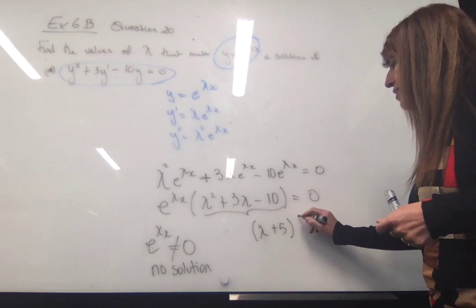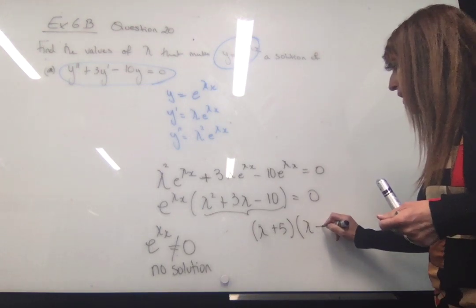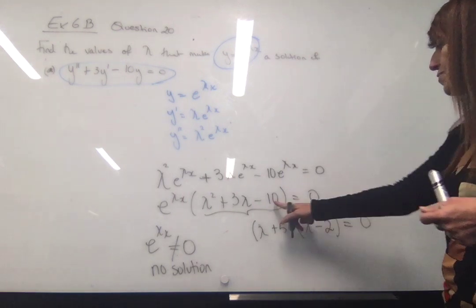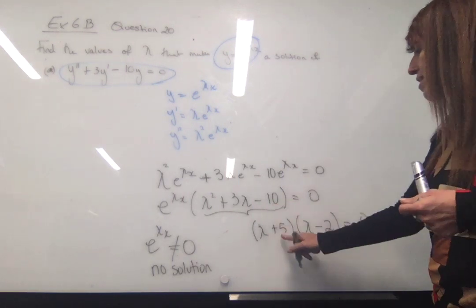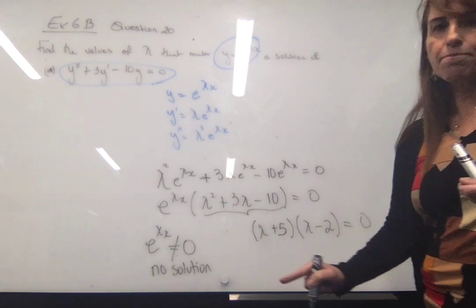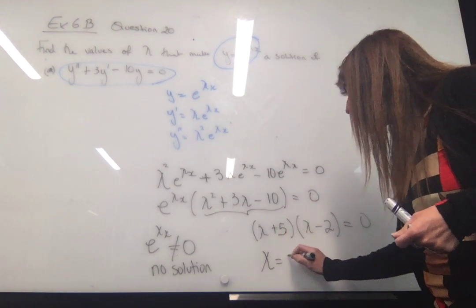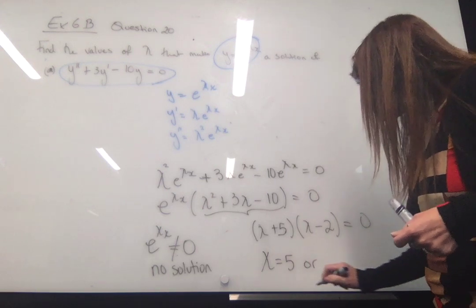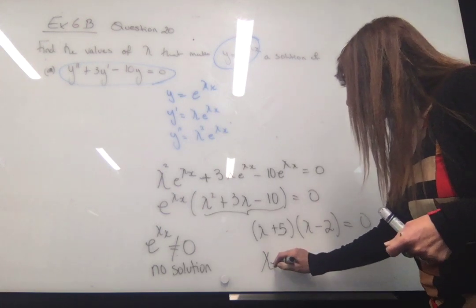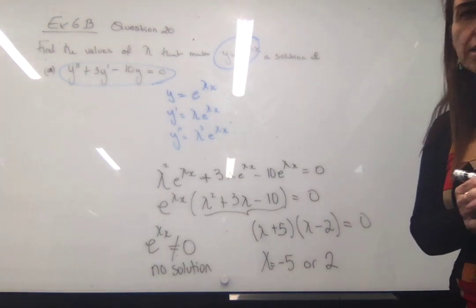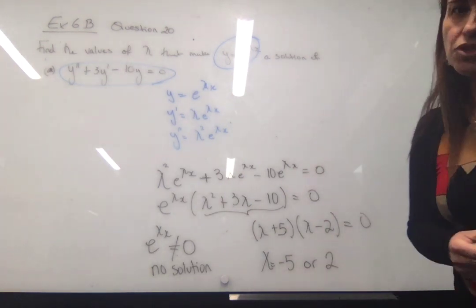Lambda plus 5 times lambda minus 2 is equal to 0, because 5 times negative 2 gives me that negative 10, and plus 5 minus 2 gives me that positive 3. So therefore the solutions for lambda are negative 5 or positive 2. And there's question 20, right? So that's not too difficult.